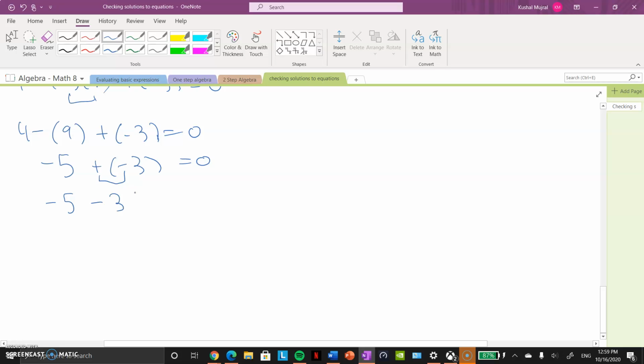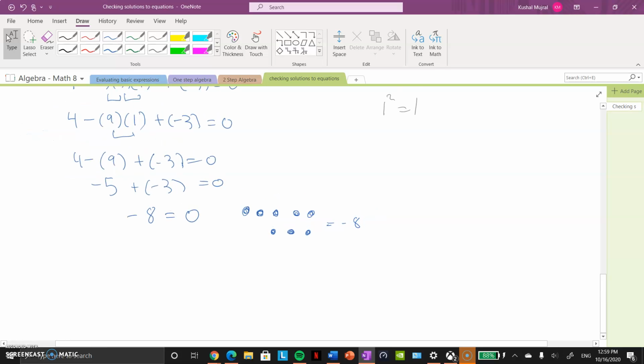Negative 5. Actually, let's not think about it that way. Let's think about it as you have negative 5 and you're adding 3 negatives. Okay, think about it this way. You have 5 negatives, and you're adding 3 more negatives. So you're left with 8 negatives. So negative 8 equals 0.